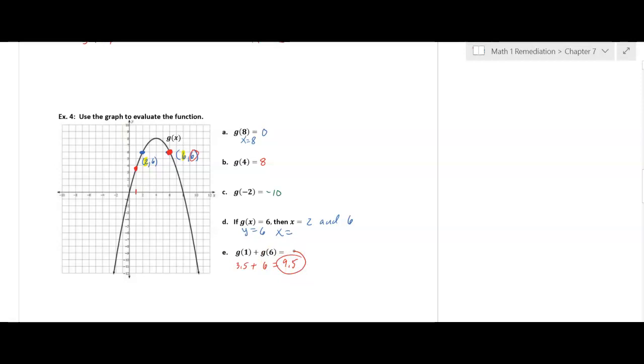So knowing how to use the inputs and outputs is by far the most important thing for these types of problems. Go ahead, do the student practice, and let us know if you have questions.